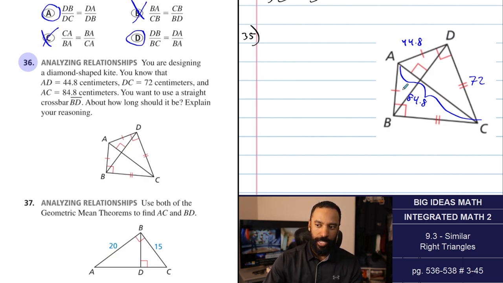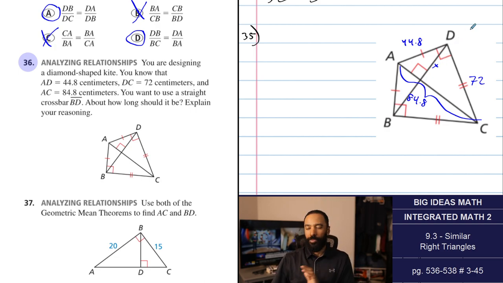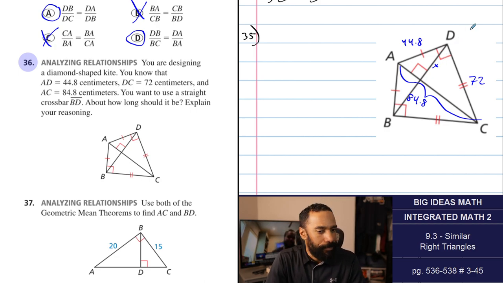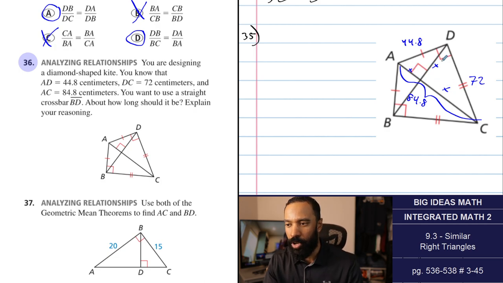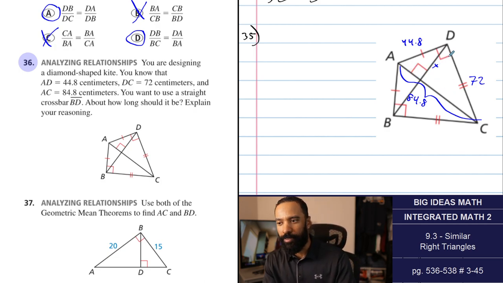Kites have congruency not only here and here and such, but also BD, this in between. If I found out this length right here, which is probably what I'm going to do, I'm going to double it to get BD's length. So let's figure out what this X is. That's going to be the ultimate goal. I feel like that's the main way I'd want to go about this. Or I could find individual lengths, like these guys, although I wouldn't call them X, and use the Pythagorean theorem to find something there.